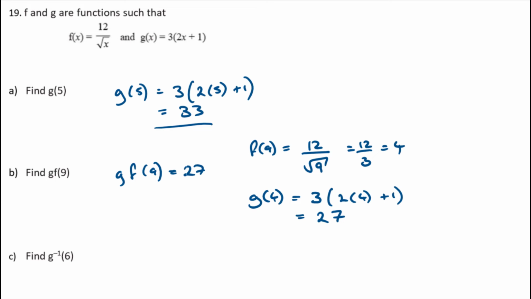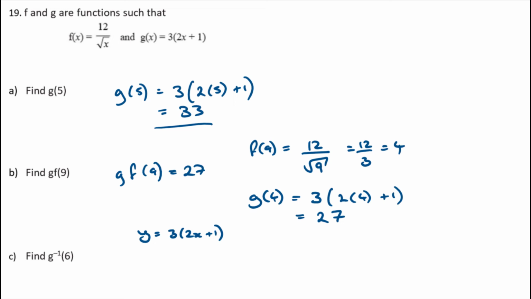And finally, g to the minus 1 of 6. Now g to the minus 1 is the inverse function of g. You can find the inverse function by rearranging the function first. So I'm going to say let y equal 3 lots of 2x plus 1. I'm just replacing g of x with y. I'm going to rearrange it and make x the subject first.